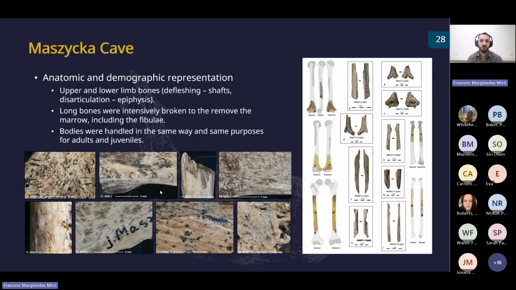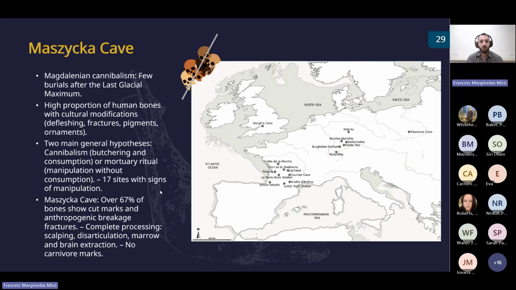So to have a bigger picture of what's happening during the Magdalenian, after the last glacial maximum and with the emergence of the Magdalenian period, we see that in Europe there are generally few contacts with primary burials. However, there's a high proportion of contacts with isolated and scattered human remains mixed with other materials and showing some of them cultural modifications like cut marks, anthropogenic breakage, pigmentation, etc.